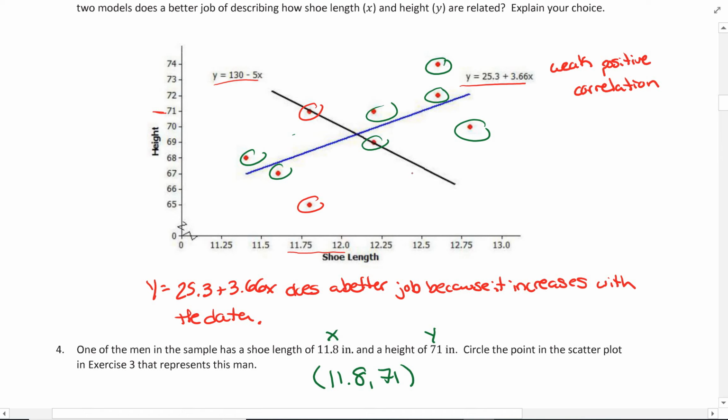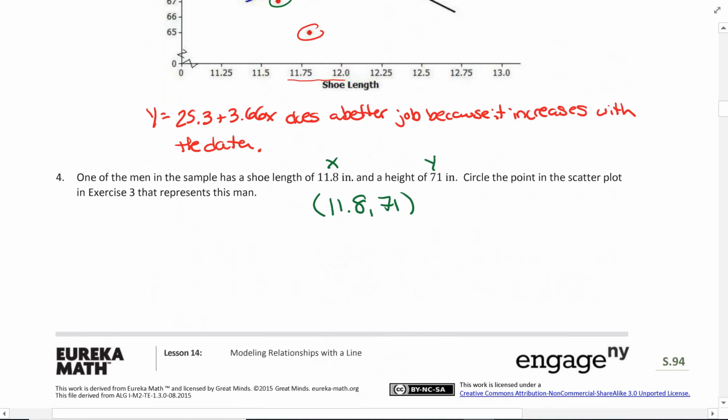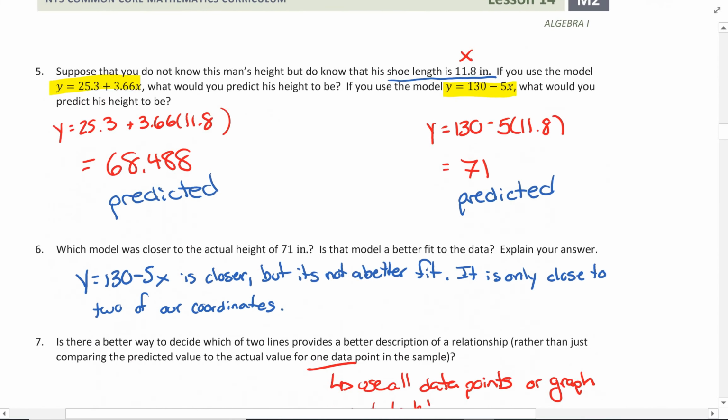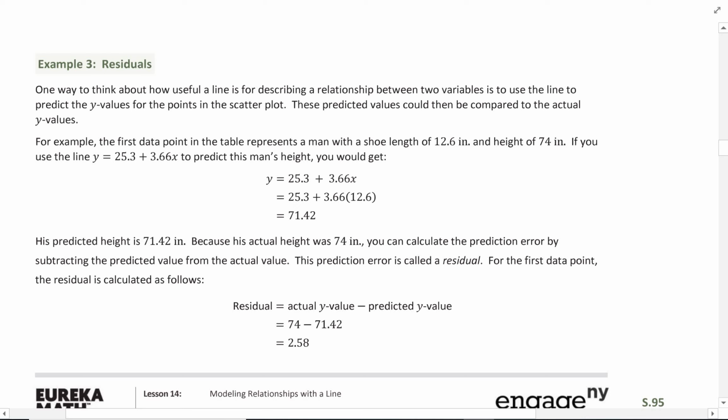So that black line hits 2 predicted values dead on. But look at how far away the other coordinates are. They're extremely far away. Now, on the other hand, the blue line may not hit any coordinates, but look how close it is to the actual coordinates. So the predicted coordinates and the actual coordinates are very, very close. So that is a very decent way to describe whether or not a line works.